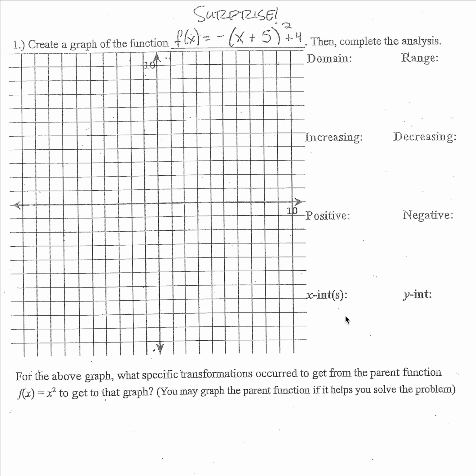This is Mr. Moray coming to you with a recap on the surprise activity, which is essentially the Vertex Form with Analysis handout. Alright, so in this video I'm going to walk us through how we construct the graph of this function, f of x equals negative, in parentheses, x plus 5 squared plus 4, which is in vertex form, and I'll also take you through the analysis as well.